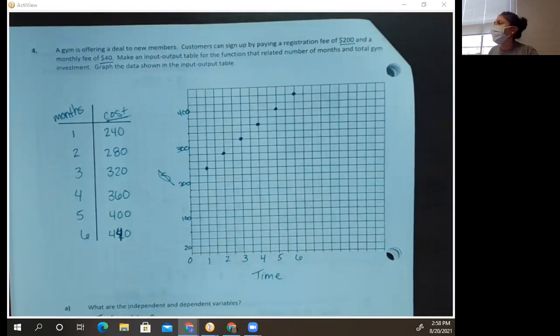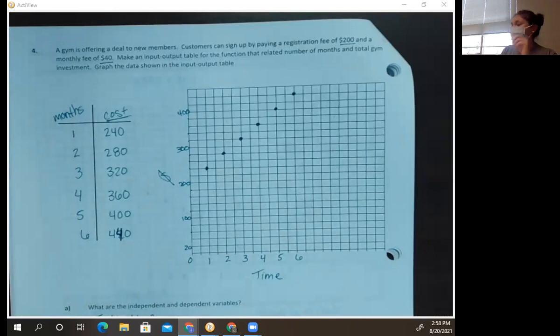Should I connect these points? Oh, I've got conflicting head shakes and nods. Make your argument for connect the points. Bless you. I'm going to pause you right there.